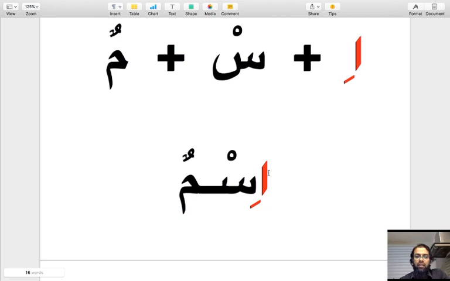And we see that Alif is not joined with the Sin. So some letters will be joined with other letters, and some letters will not be joined. They will stay on their own. There are a few letters which are like this. So Alif is one of them. So this is how we write Alif as the first letter of a word.